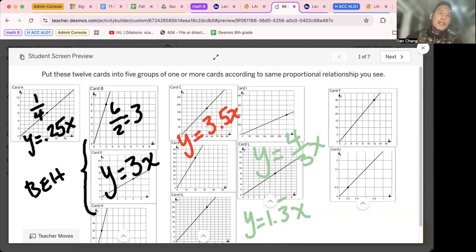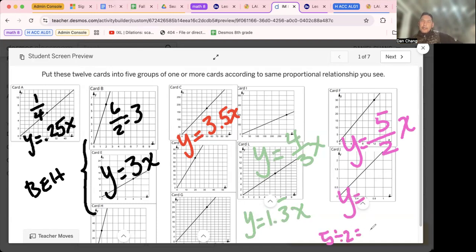And last but not least, cards F and J go together. F and J have a slope of 5/2, so y equals 5/2 x. If you used your calculator and just punched in 5 divided by 2 and the equal sign, you would get 2.5. So y equals 2.5x.